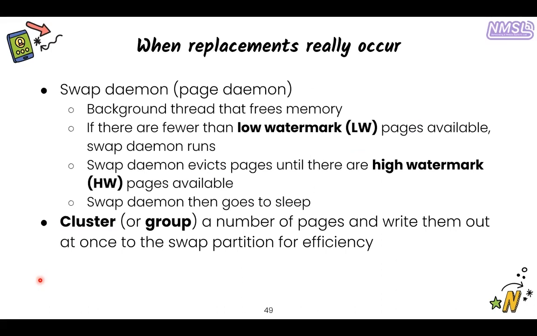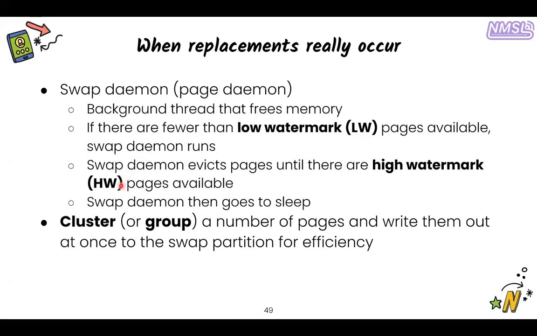So when does replacement actually occur? If we try to replace it every time for each page, it's not actually very efficient. So what the OS would do is it has something called a swap daemon, or sometimes called page daemon. It runs in the background. When there are fewer than low watermark pages available, the swap daemon runs and it would replace. But instead of just replacing one, it would replace a few until you hit the high watermark pages available.